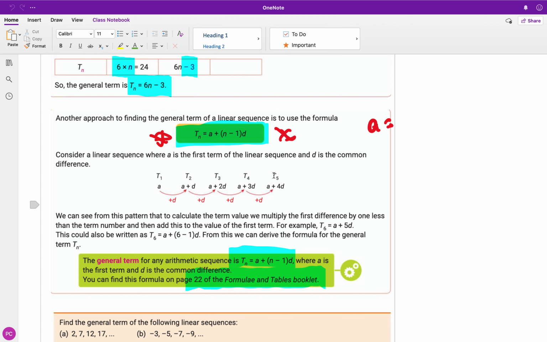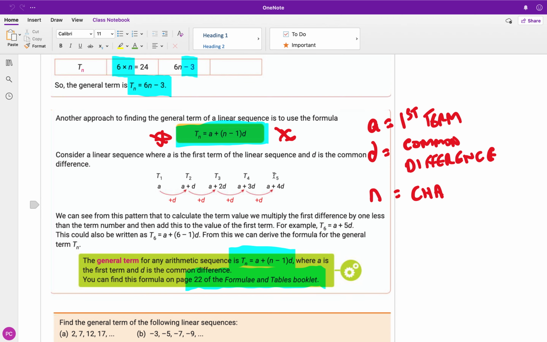a is your first term. d is the common difference. And n, we don't know. n is going to be what changes, so what you're going to sub in. It can be the nth term, or it can be what you're going to sub in.